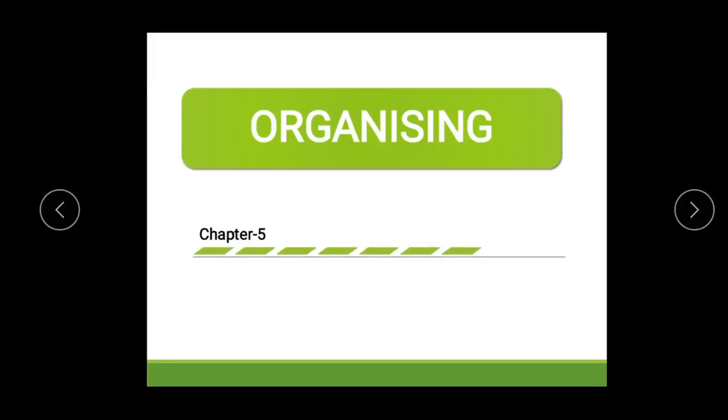Students, I am going to start the fifth chapter of business studies. It is organizing. After planning, the second main function of management is organizing. In planning, we decide in advance what to do and how to do. And in organizing, we are arranging the human as well as the physical resources for the achievement of those plans. So organizing means arranging the resources.